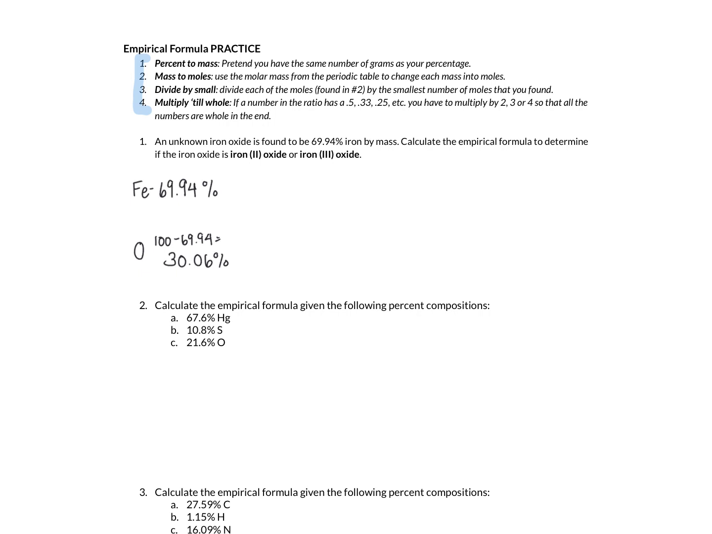So we're going to follow our steps, and we're going to take the percent and change it into a mass. Basically, we're going to pretend that we have 100 grams. If you have 100 grams and 69.94% of it is iron, then it's 69.94 grams of iron. So that first step is pretty darn easy. All the steps in empirical formula problems are pretty easy.